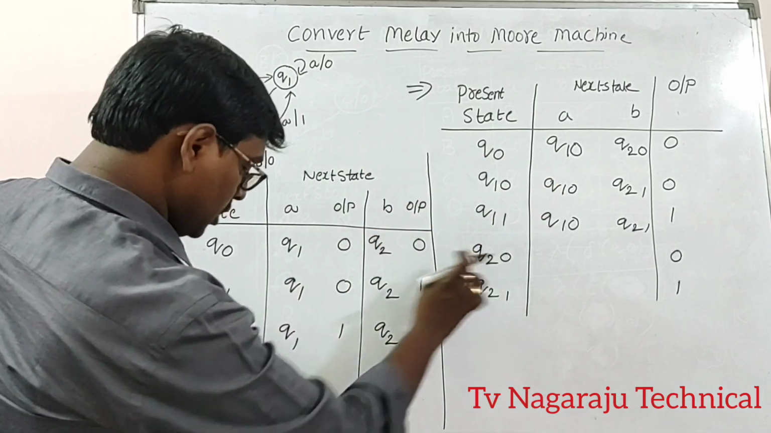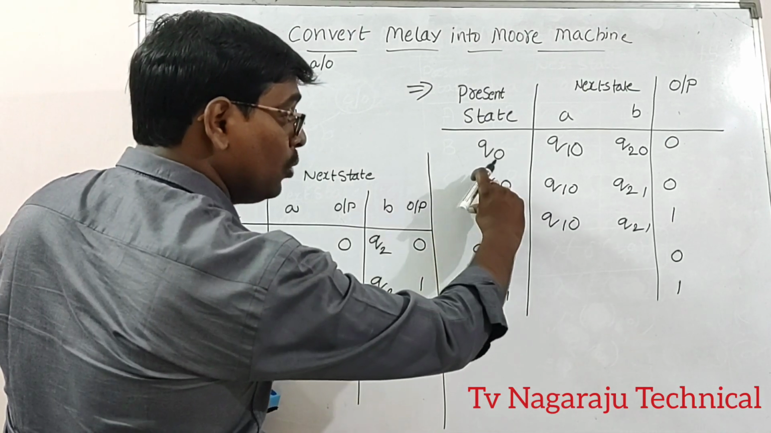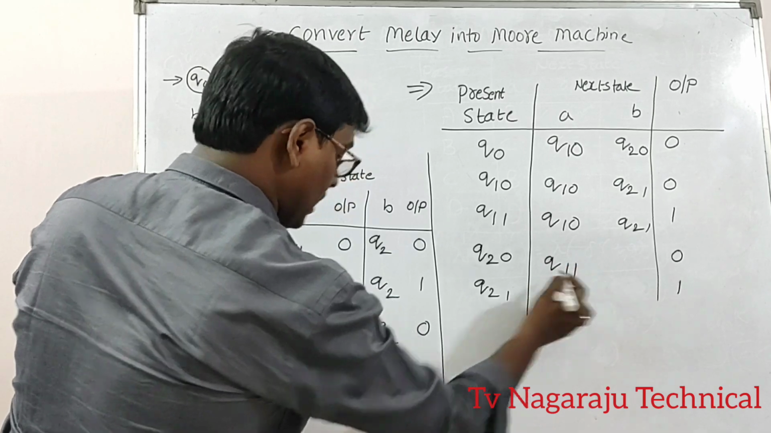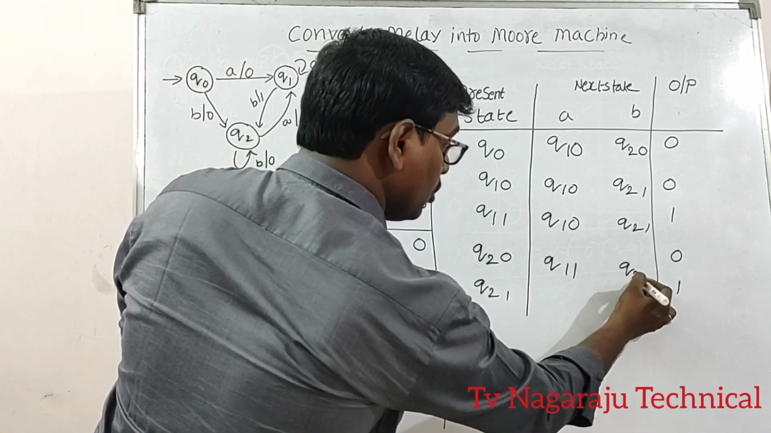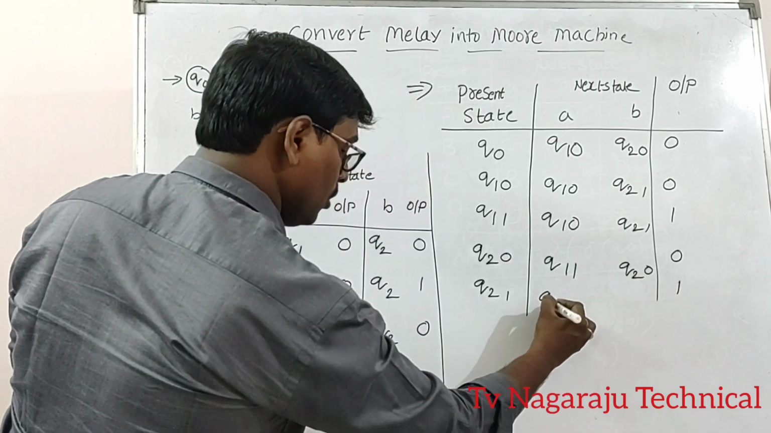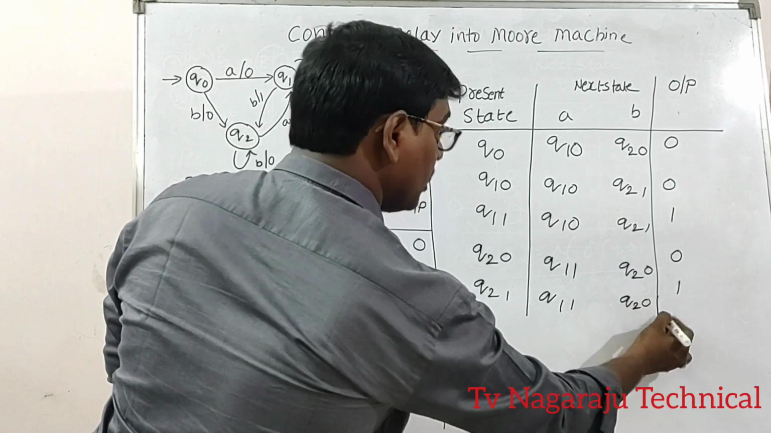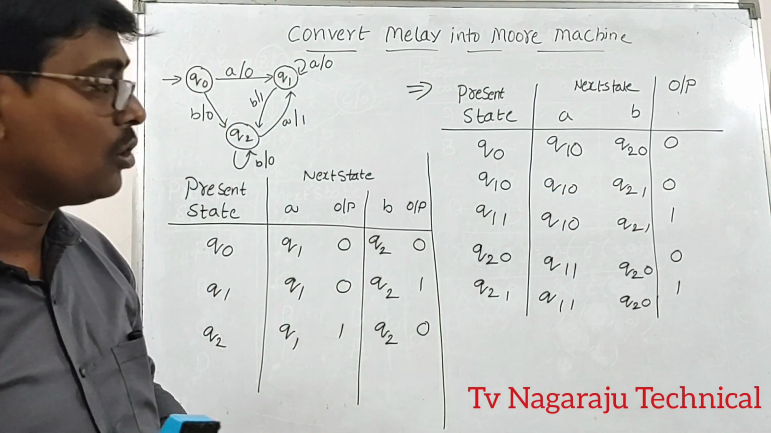Now Q20: Q1 with an output 1. So Q1 is divided with an output 1. Q11. Q2 on 0, so Q20. Q11, Q2 with 0. This is the Moore Machine.